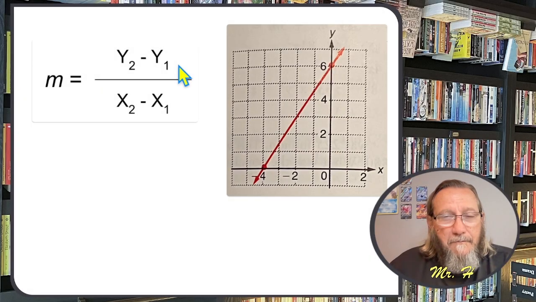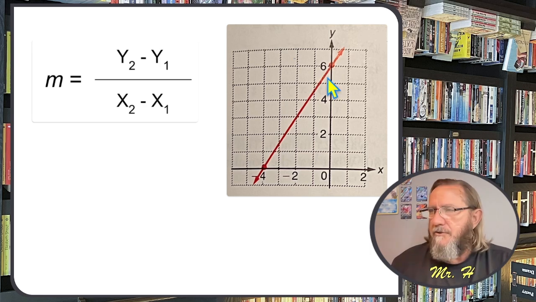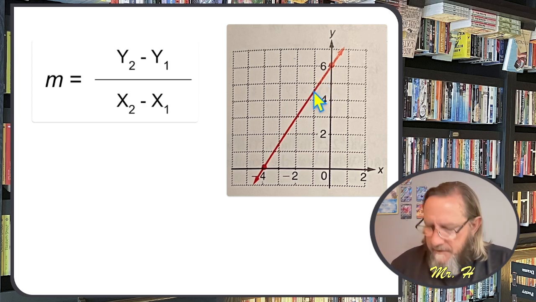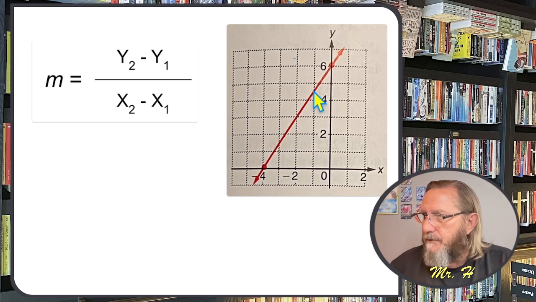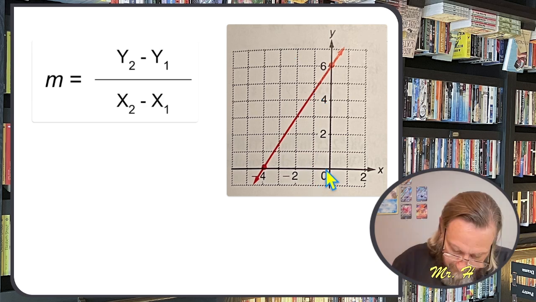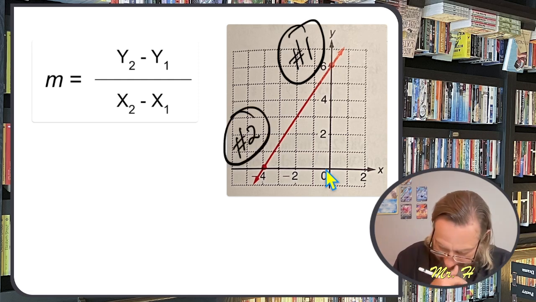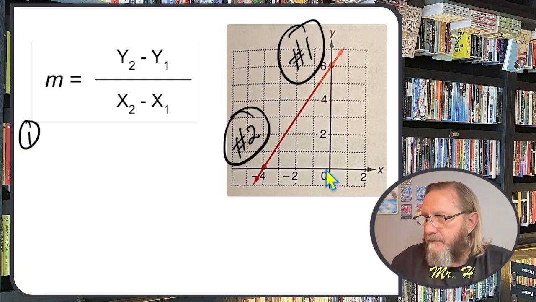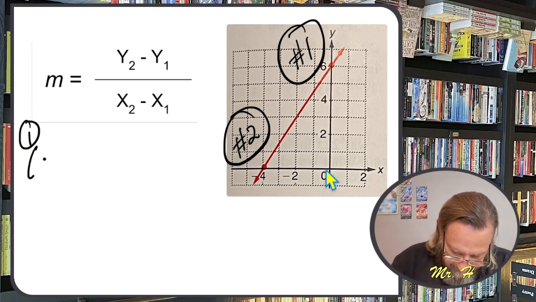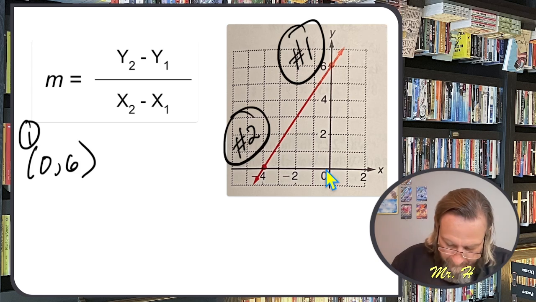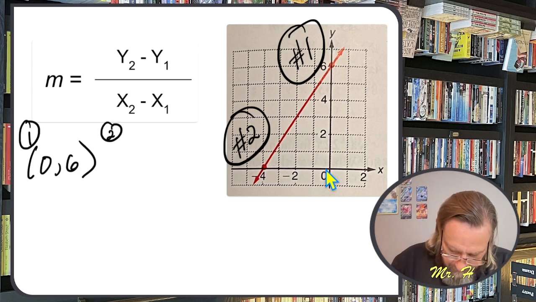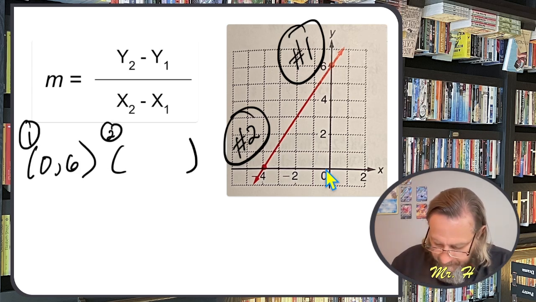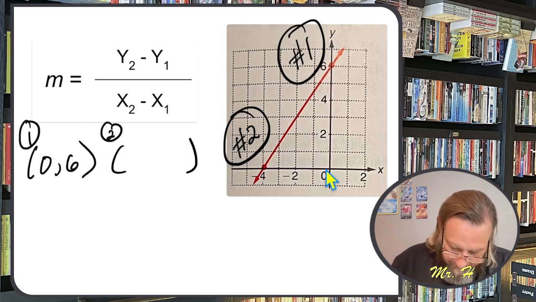All right, welcome back. Let's see how you did. So we're going to identify these points, plug them into our formula, and go. This one's going to be point number 1 up here, and this one down here will be our number 2 point. All right? So the number 1 point is going to have the name 0, 6, and point number 2 is going to be -4, 0.